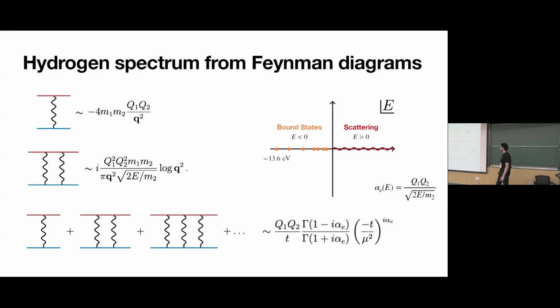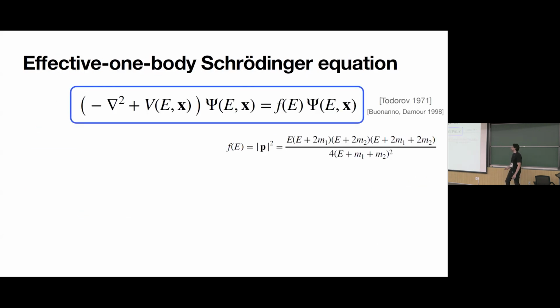So there are many ways. One way that is particularly relevant for gravity and has been rediscovered in this context is this effective one-body approach. And this was proposed by Todorov in 1971, and it was inspired by this very well-known work in GR by Buonanno and Damour. And the idea is very simple. The idea is that I can treat these two bodies that are scattering as effectively one body. And I can write down some Schrödinger equation whose eigenvalue depends very non-linearly on the energies.